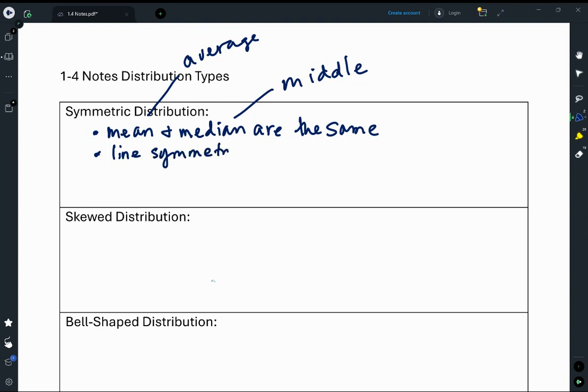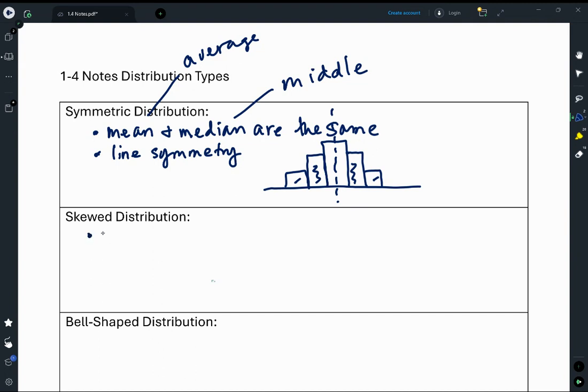And then I just want to show you what that looks like, just a little picture. So if this is my histogram, it means that the bars, like if this is my middle, my line of symmetry here, then the bars on the right side would kind of reflect over. So you can see like this bar and this bar are equal, this bar and this bar are equal. So it looks symmetrical. So that's symmetric distribution.